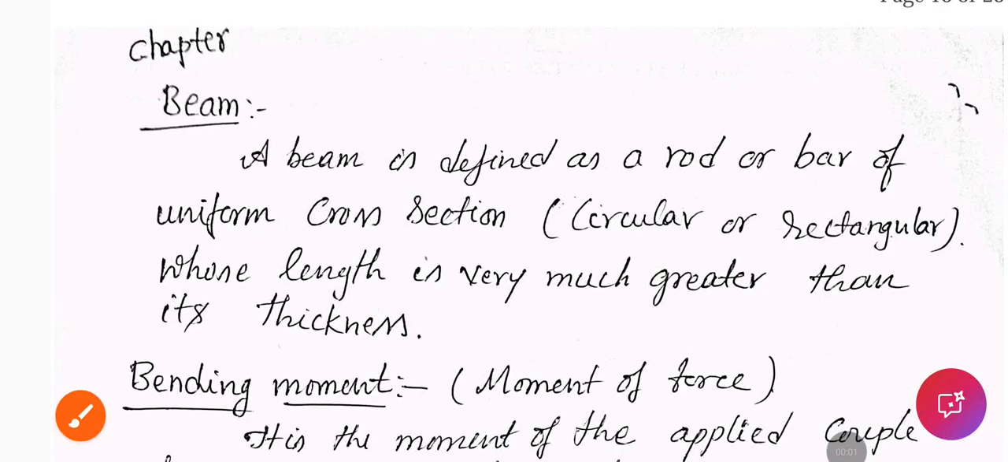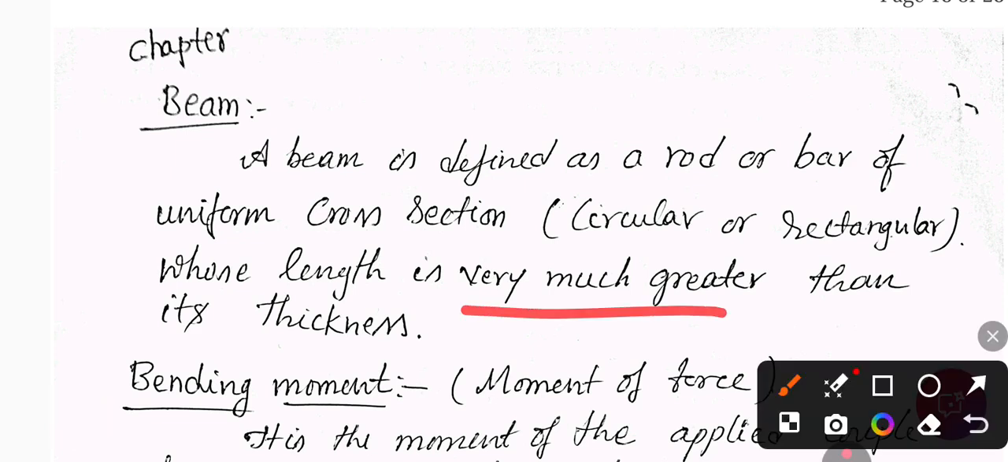Hello students. Today let's discuss the beam and the derivation of its bending moment. At first, what is a beam? A beam is a structure of a building which can bear loads. So a beam can be defined as a rod or a bar of uniform cross section whose length is very much greater than its thickness. That is called a beam. Beams may be of several types.